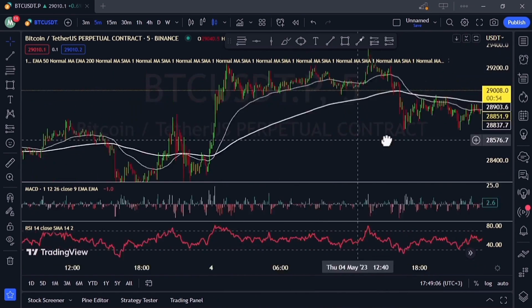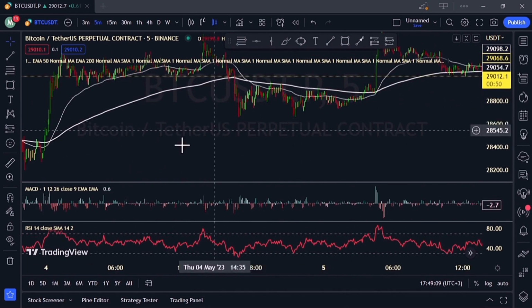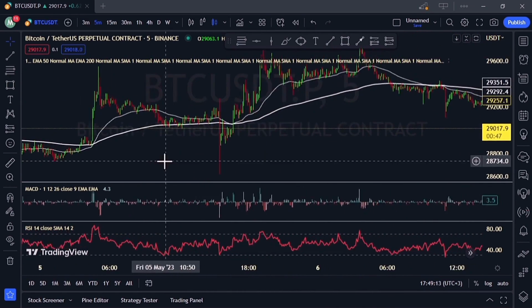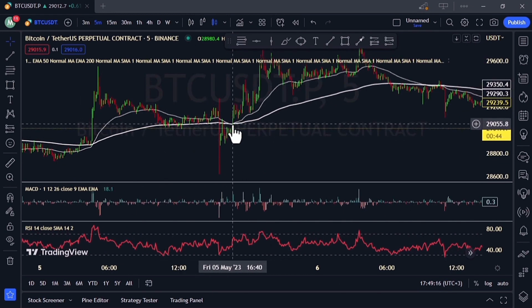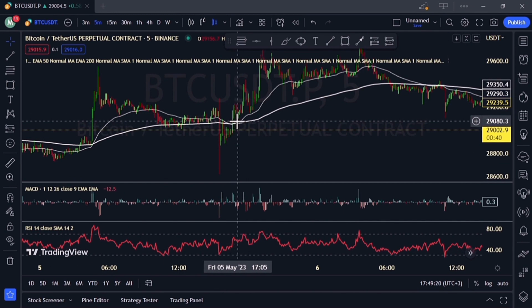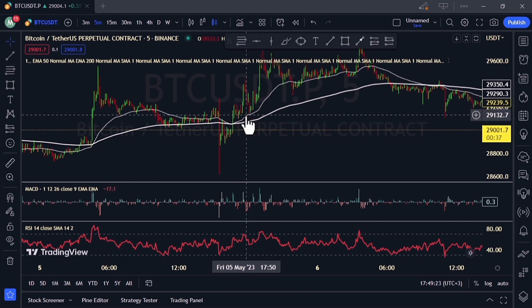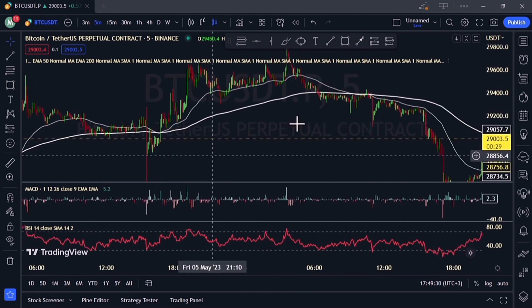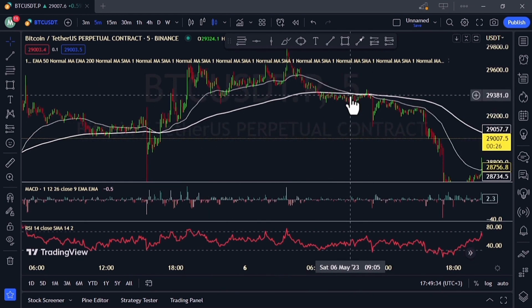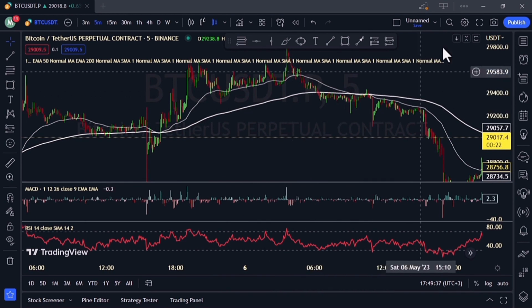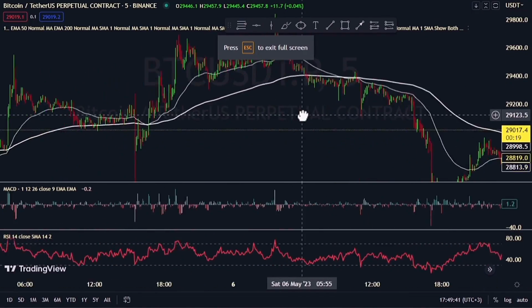If the price is above it, we consider it an uptrend, and if the price is below it, we consider it a downtrend. And we wait for the golden cross, which means the shorter EMA, in this case the 50 EMA, crosses up the higher EMA, which is the 200 EMA. We call it the golden cross, and vice versa, we call it the death cross, and it indicates that the trend is about to reverse and go for a downtrend.